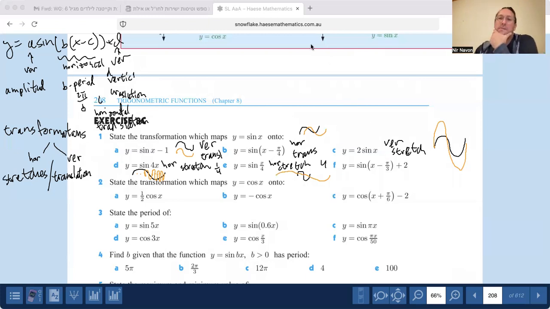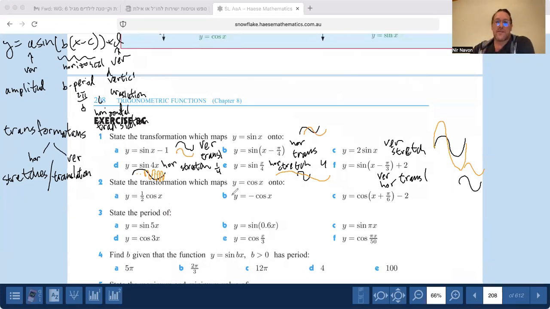And here we have both the vertical because of the +2 and horizontal of the -π/3 translations. This is the original, then this should go π/3 units to the right, and then up 3 units. So that would be actually where it is. Okay.